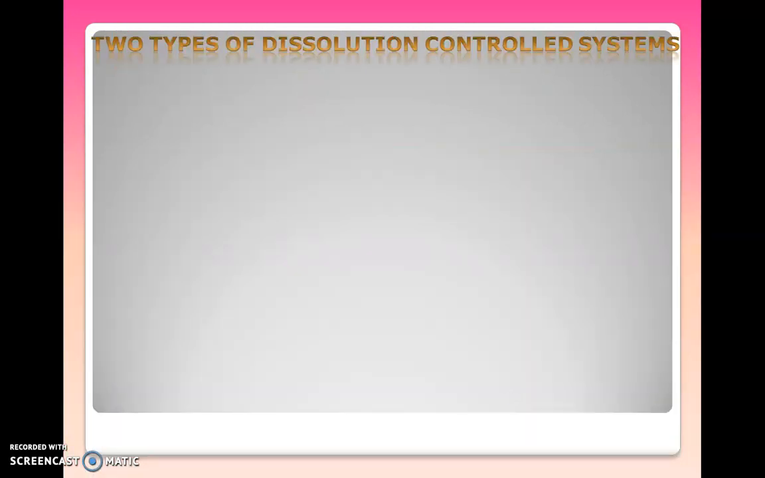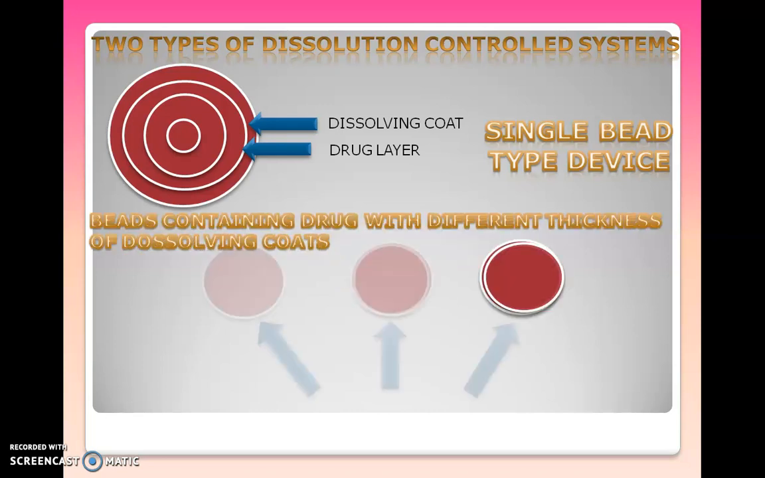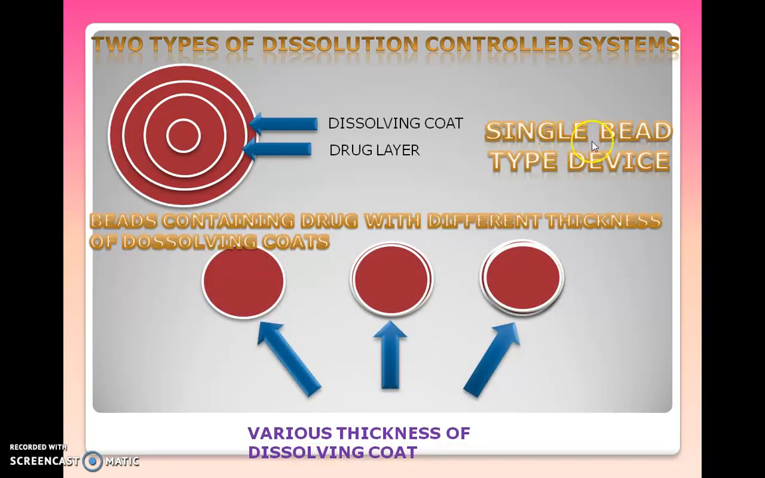First we'll see the dissolution control systems. So first type of dissolution control system is single bead type device. In this system the core material is made up of drug, and this core material is coated with the polymer layer, and again there is a next coating of drug layer, again the coating of polymer. In this diagram you can see the brown color indicates the drug layer and white color indicates the coating of polymer, poorly water soluble polymer.